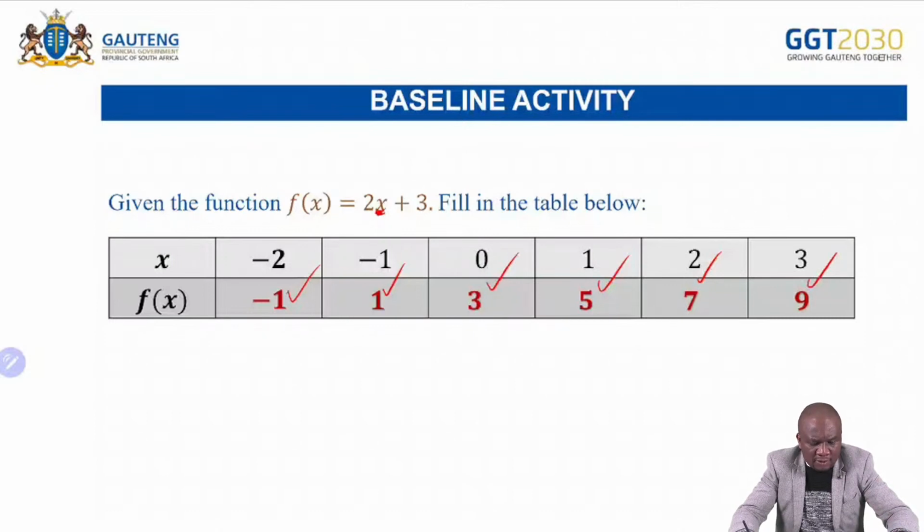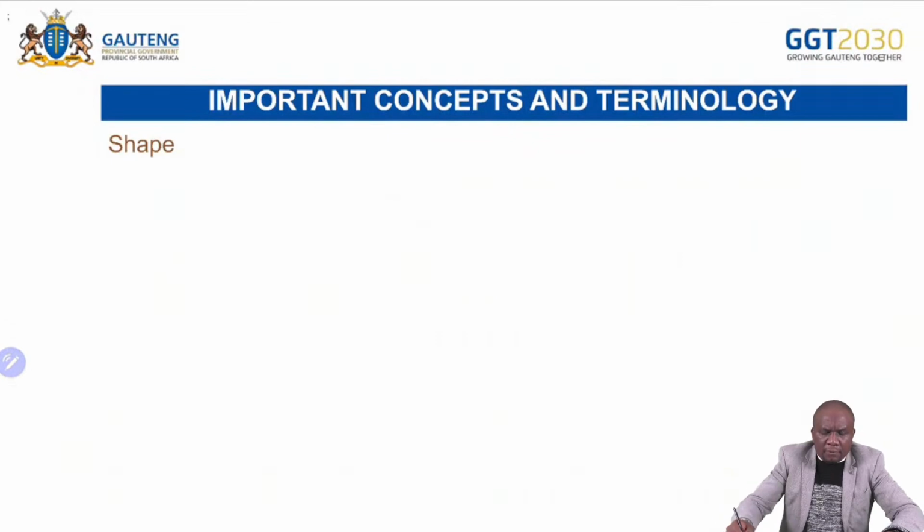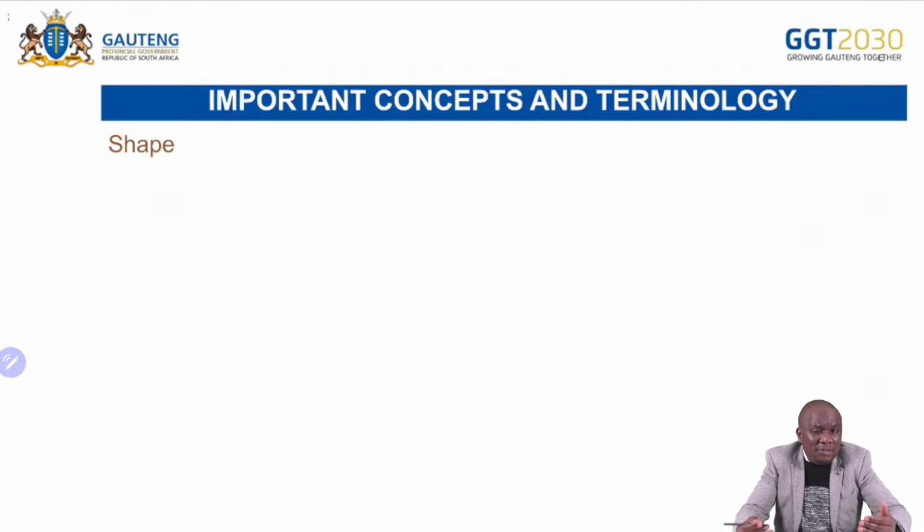Okay, right. Now I want us to discuss terminology that we use when it comes to functions, and then specifically talking about the quadratic function. We're going to talk about the shape, the turning points, axis of symmetry, and all those things.